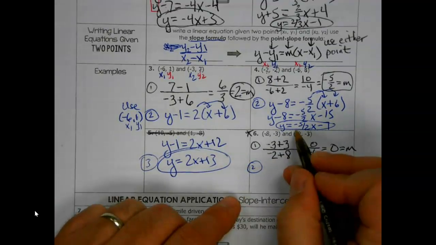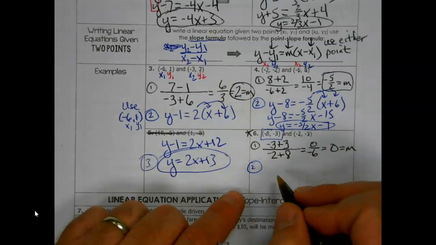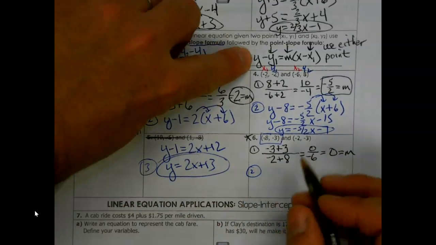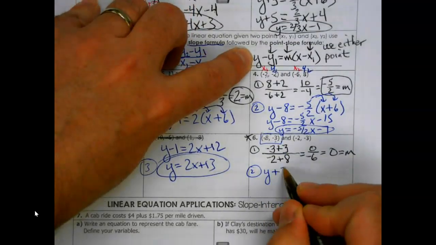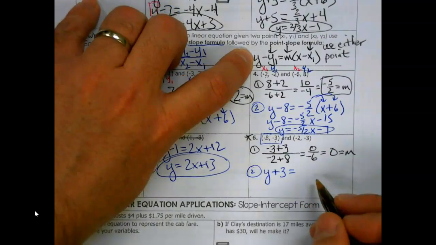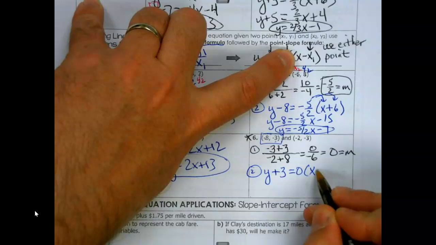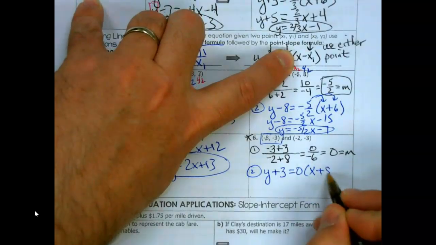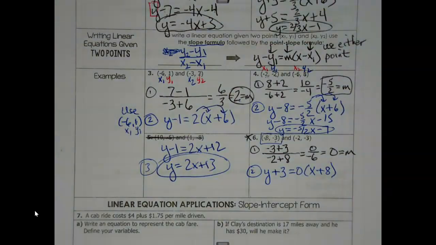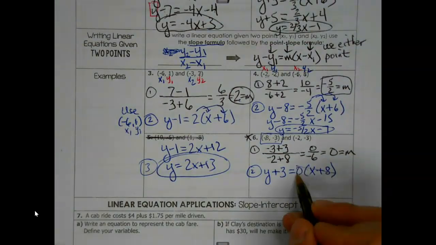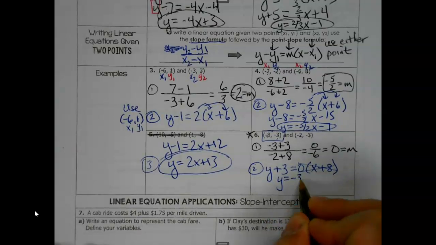All right, so let's say we're going to use this point. So we're like, all right, y minus -3 makes that plus equals m times x minus x1. What's 0 times anything equal? 0, that's right. That all goes away. Minus the 3 over.